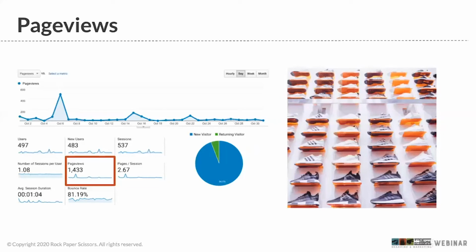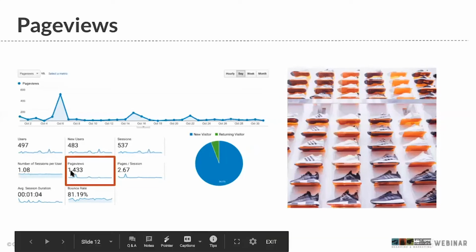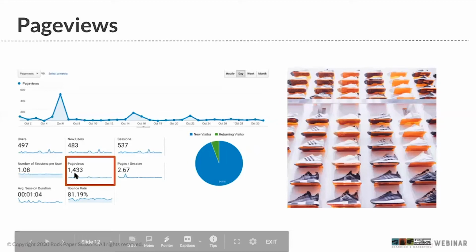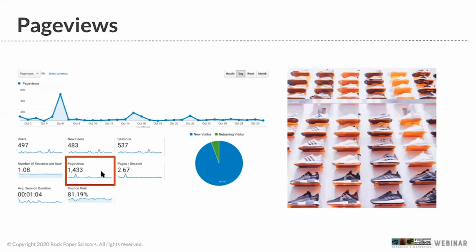total page views is 1,400 page views. So that's how many pages of this website were looked at in the course of a month. But if we go to pages per session, it's telling us how many pages the average person looked at. So we had 497 users look at 1,400 pages. So we do a little math there. And if we divide that, that's actually how we get the 2.67.